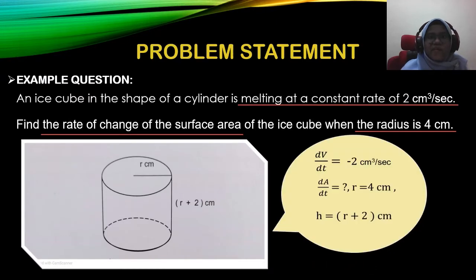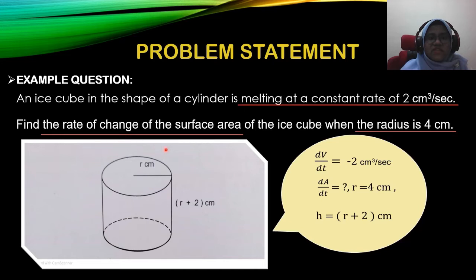Next, problem statement. From the example question, given that an ice cube in the shape of a cylinder is melting at a constant rate of 2 cubic centimeter per second. From the phrase melting at a constant rate of 2 cubic centimeter per second, we know that dV over dt is equal to -2, and the word melting means that it has a negative sign.